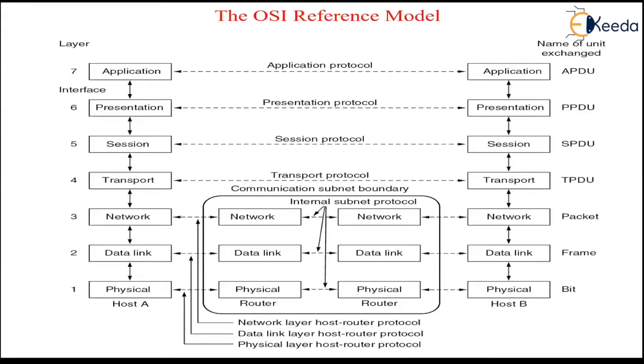Next responsibility is synchronization of bits. The sender and receiver not only must use the same bit rate but also must be synchronized at the bit level. In other words, the sender and receiver clocks must be synchronized. The physical layer is concerned with the connection of devices to the media. In point-to-point configuration, two devices are connected through a dedicated link. In the multi-point configuration, a link is shared among several devices.